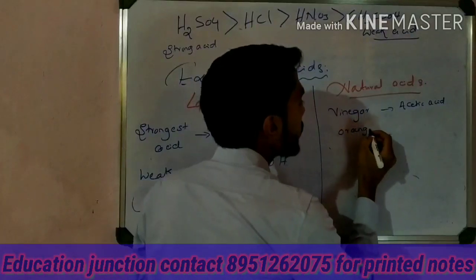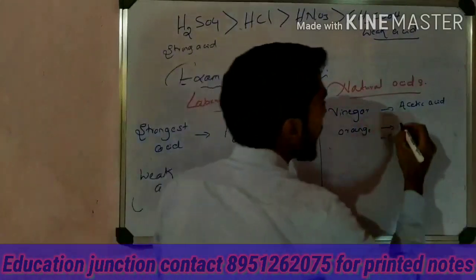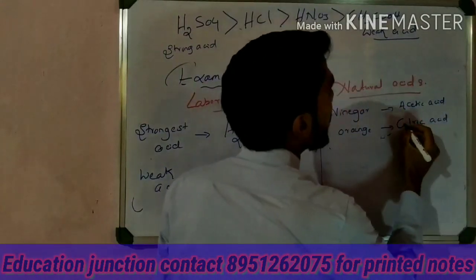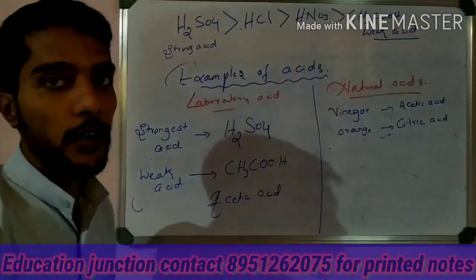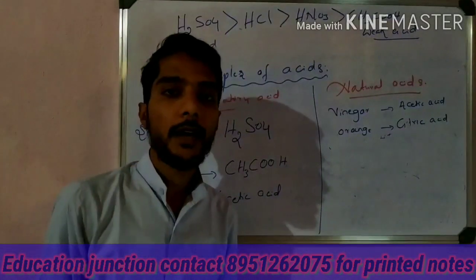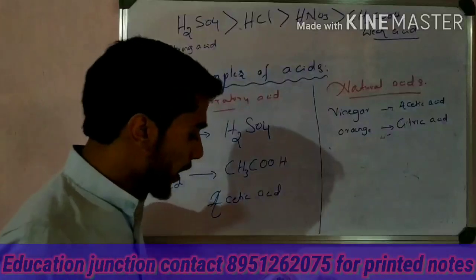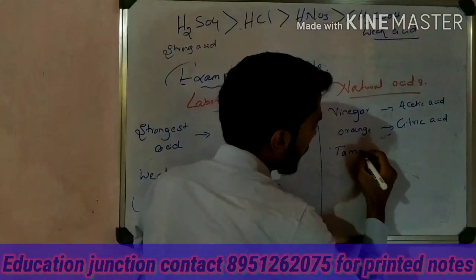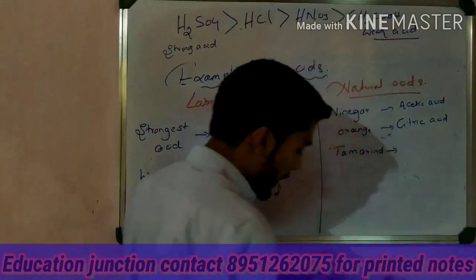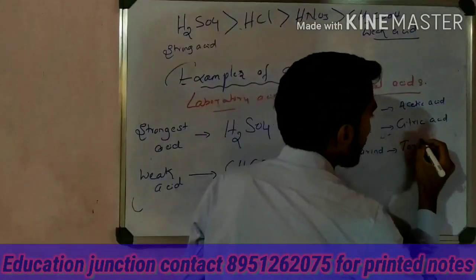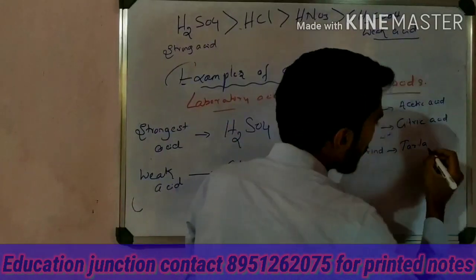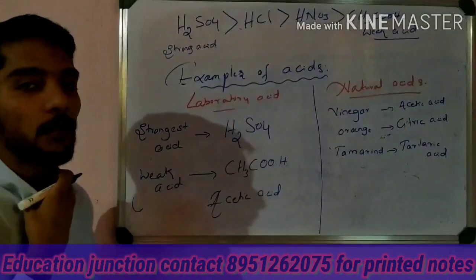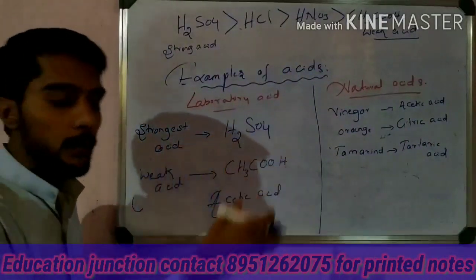Another one is orange. In orange one acid is present, that is citric acid. We call these citrus fruits. So orange, maybe pineapple, lemons, all contain citric acid. I can take tamarind. In tamarind the acid present is tartaric acid. Students, that is very important: T for tamarind and T for tartaric acid. Easy to remember.